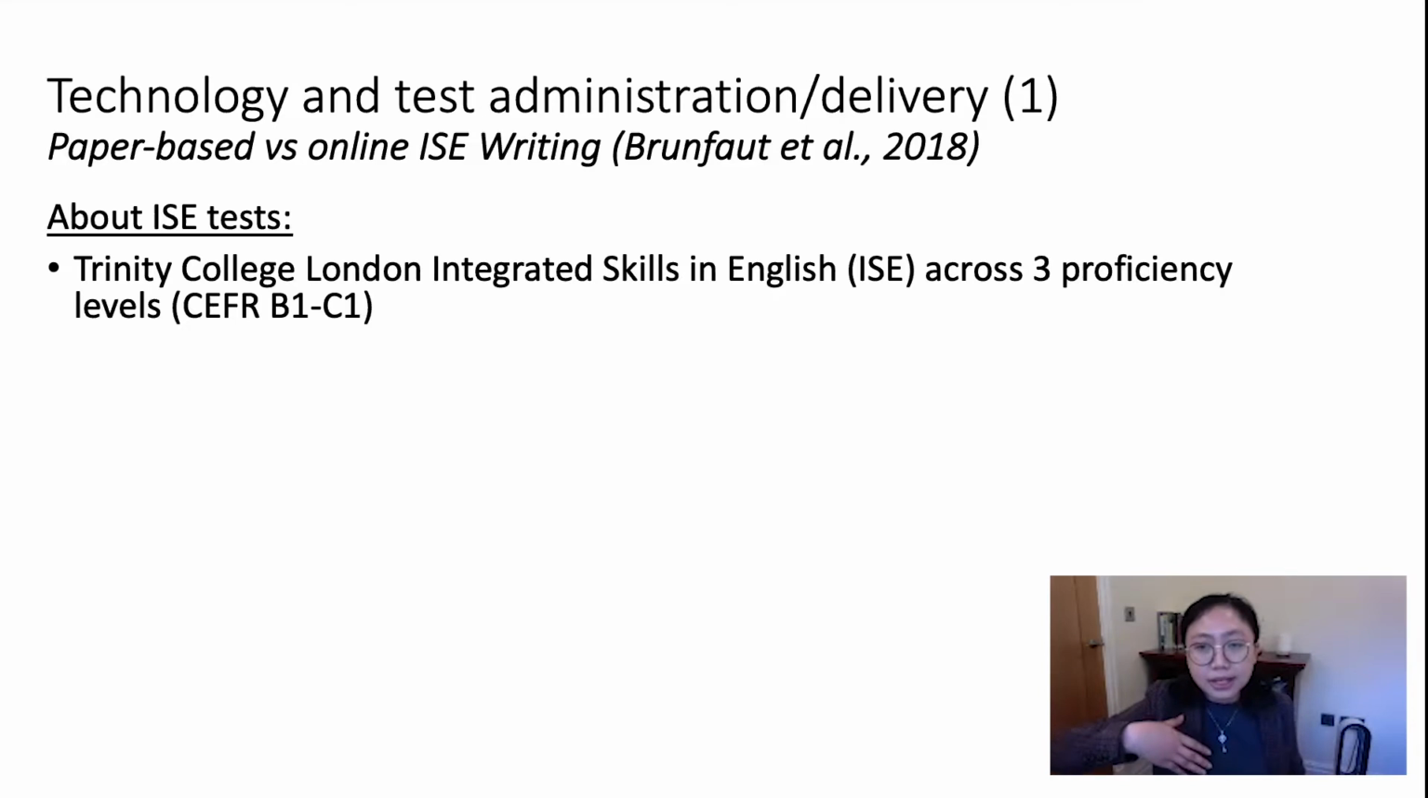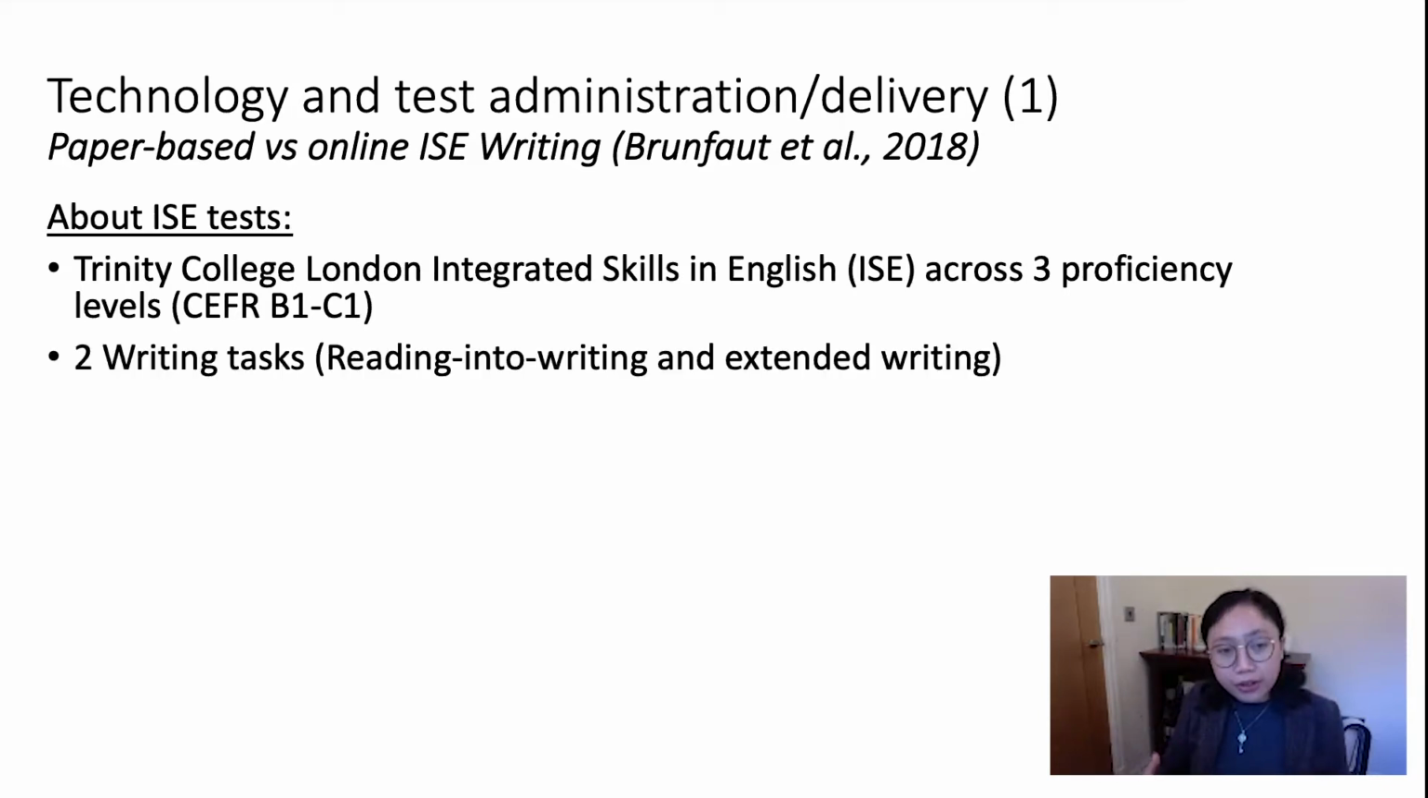Actually, the tests have 4 different proficiency levels, ISE 1 to 4, but this particular study focused more on the first 3 levels of the test. I think ISE 1, 2, and 3 at CEFR B1, B2, and C1. And there are 2 writing tasks in this test.